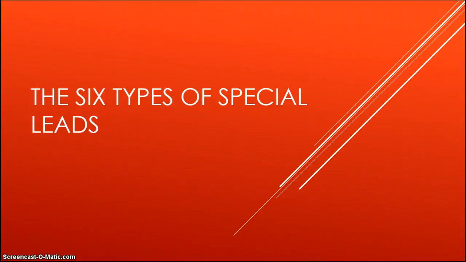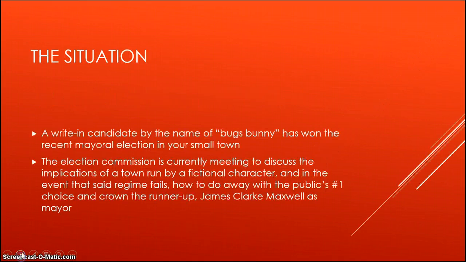Okay, so I'm Jeff Grant, and I'm doing my thing on the 6 types of special leads that are used when you are writing a feature story. So this is the situation that I'm going to be using throughout this presentation. A writing candidate by the name of Bugs Bunny has won the recent mayoral election in your small town. The election commission is currently meeting to discuss the implications of a town run by a fictional character, and in the event that said regime fails, how to do away with the public's number one choice and crown the runner-up, James Clark Maxwell, as mayor.